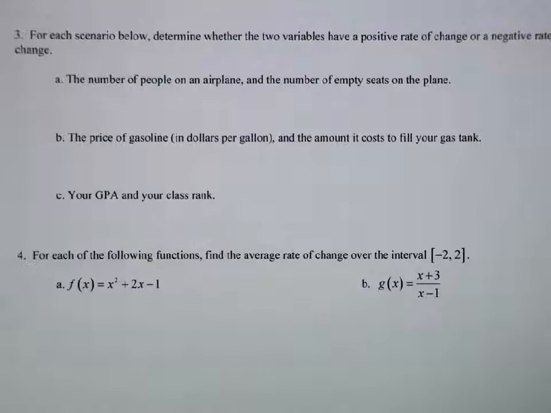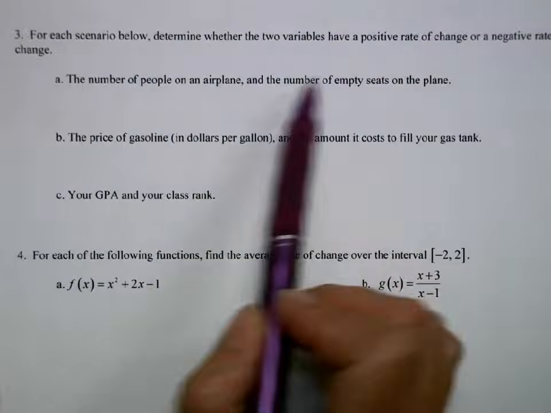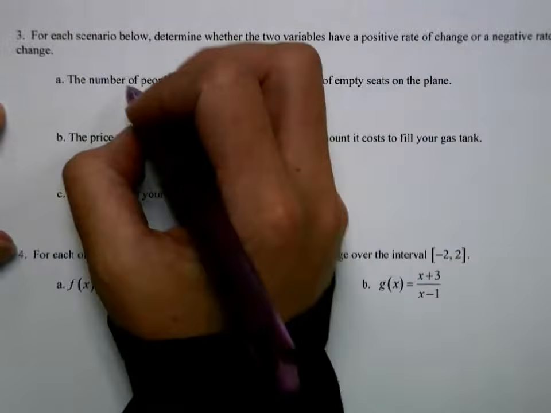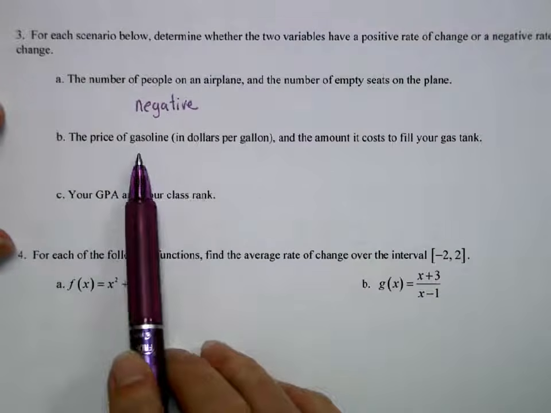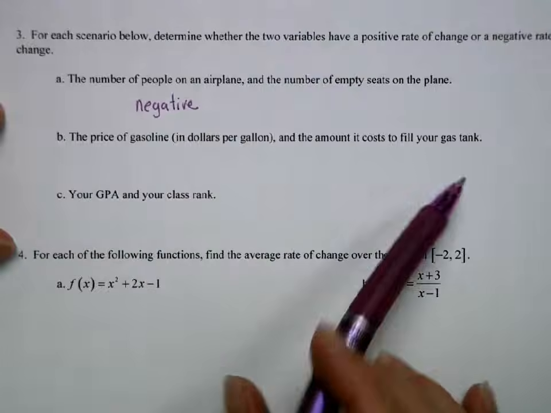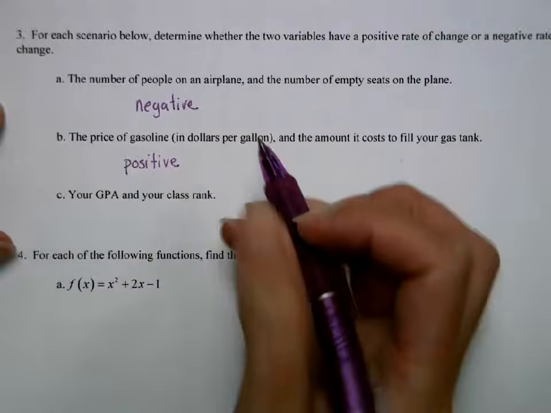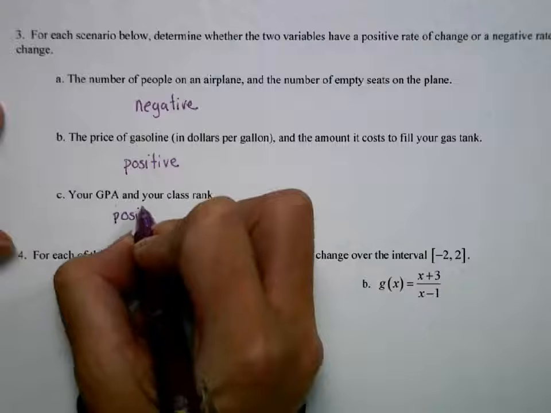Now we're looking at rate of change. So for each scenario below, determine if we have a positive rate of change or a negative rate of change. The number of people on an airplane and the number of empty seats. Well, if there's more people on the airplane, there's going to be less empty seats. So this will be a negative rate of change. The price of gasoline and the amount it takes to fill your gas tank. Well, if the cost is more, it's going to cost you more. So that's going to be positive. GPA and your class rank. Hopefully, if your GPA goes up, so does your class rank.